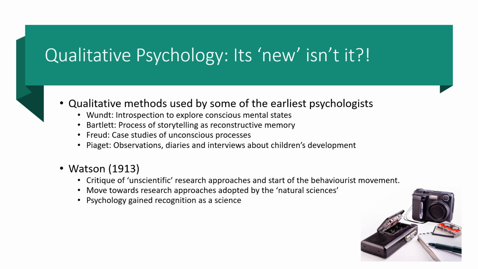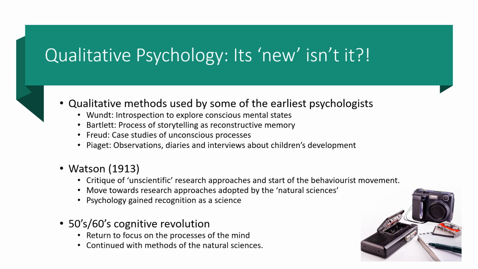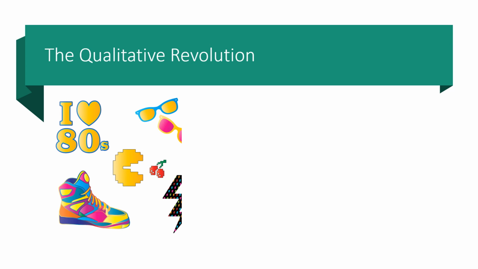These continued with the cognitive revolution in the second half of the 20th century, where focus was once again given to the processes of the mind rather than just behaviour. As quantitative methods then began to dominate mainstream psychology, psychology became recognised as a science in its own right. By the 1980s, dissatisfaction with the dominance of quantitative methods had begun to grow, and a number of oppositional qualitative research approaches began to develop within psychology and the broader social sciences.